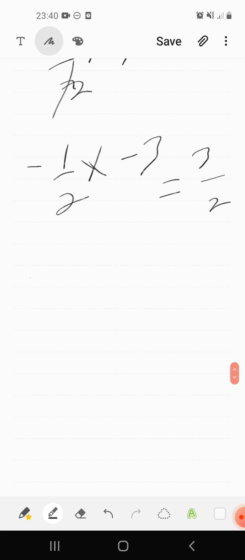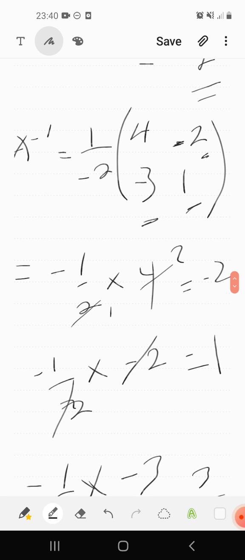Then the last one will be -1 over 2 times 1. That will also give us -1 over 2, the same, because any number multiplying 1 will give you the same number. So -1 over 2 times 1 gives the same -1 over 2. So we are going to write them as they are.